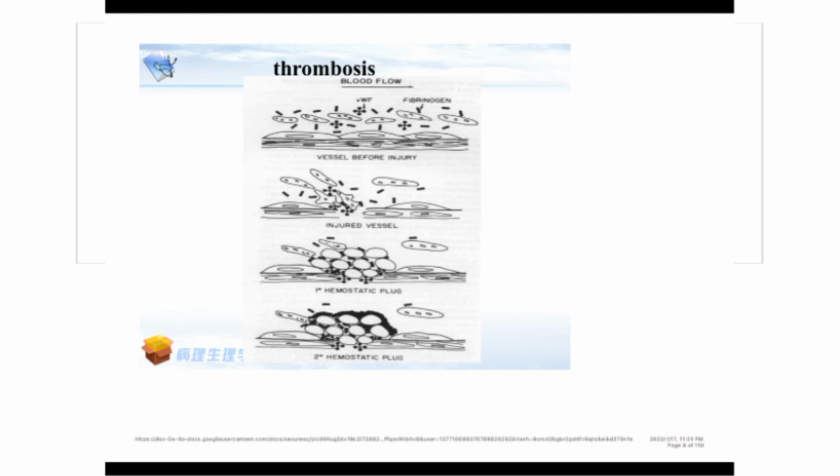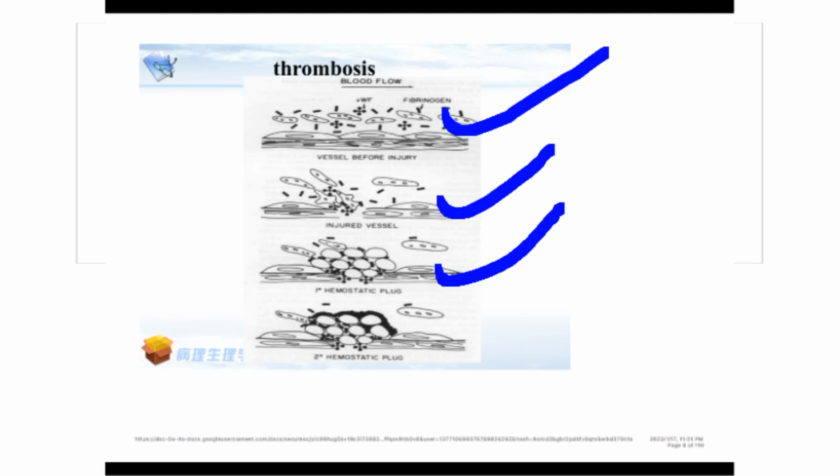So this is a normal blood vessel. This one has been injured. In this case, platelets have arrived. See them, a bunch of them. They made a kind of primary hemostasis.